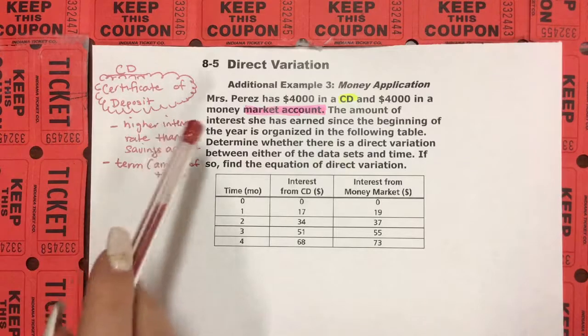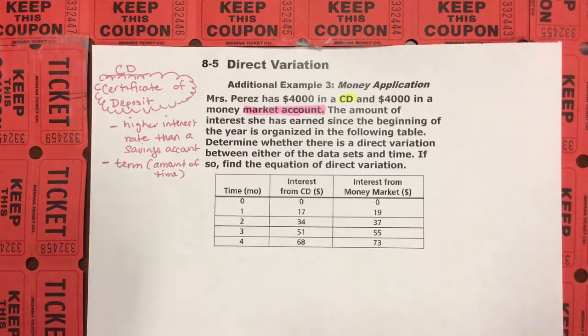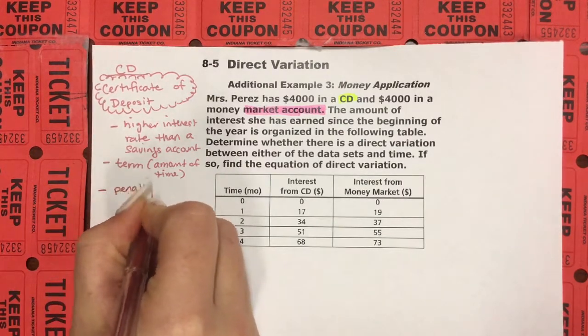That's kind of what a certificate of deposit is. You get a higher interest rate than a savings account, and you have to do it for a specific amount of time, or there is a penalty you have to pay.